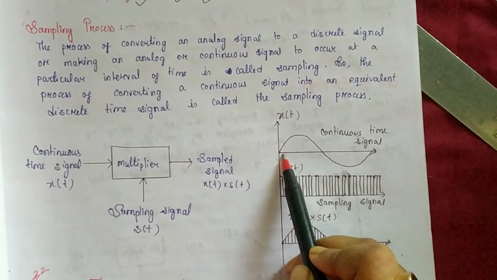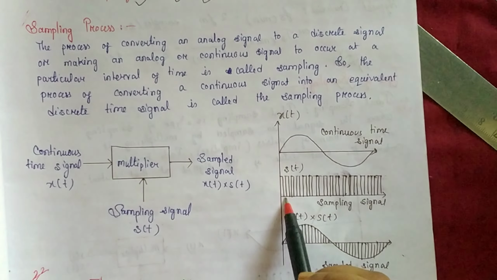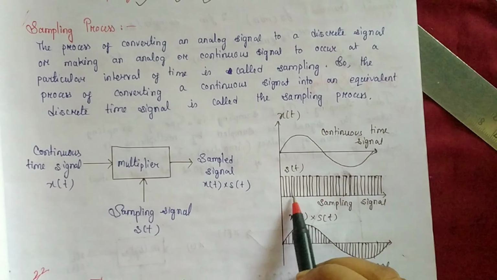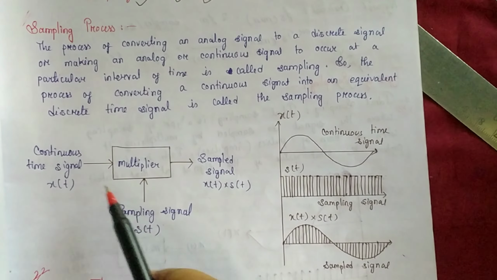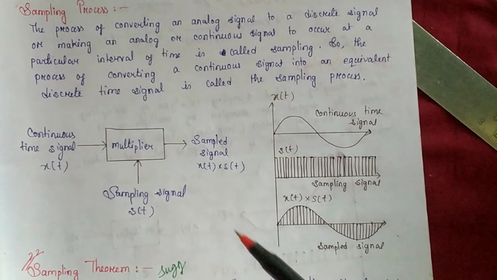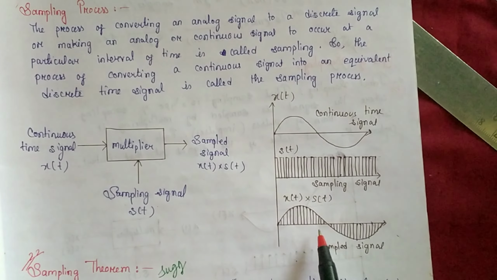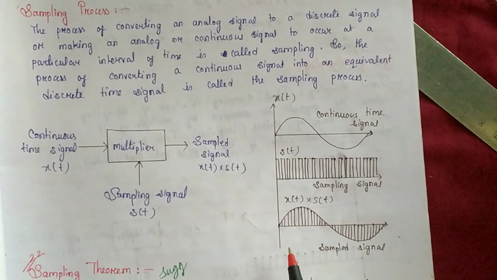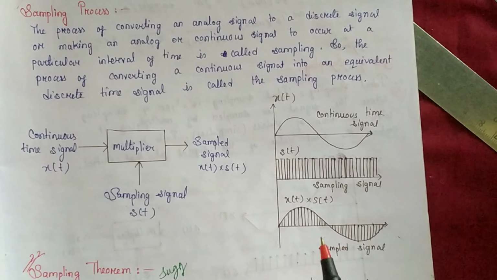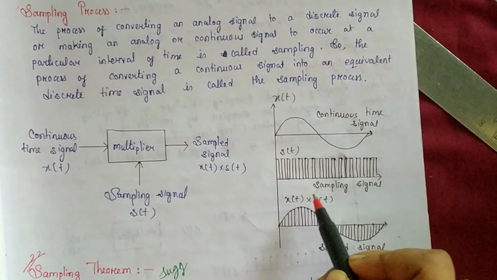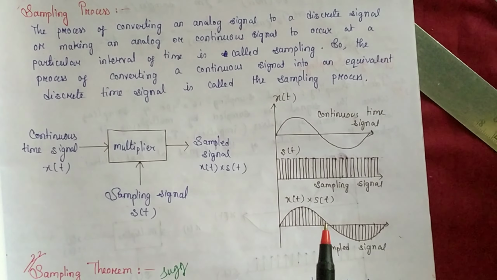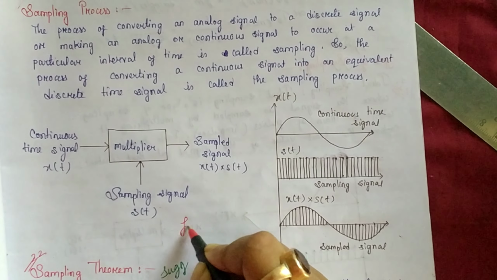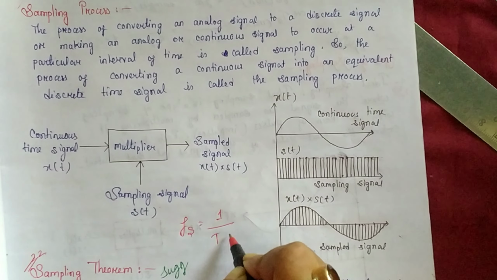So this is our continuous time signal x(t), and this is the sampling signal s(t), where there are multiple samples, and when the multiplier multiplies these two signals, it produces the sampled signal, which looks like this. The value of the signal is measured at equally spaced time intervals, and each measure of the value is called a sample. The number of samples taken per second is called the sampling frequency or the sampling rate, which is given by fs equal to 1 by Ts.